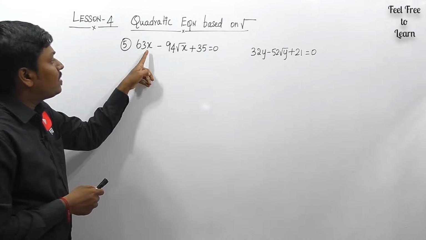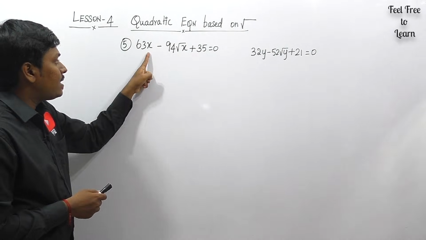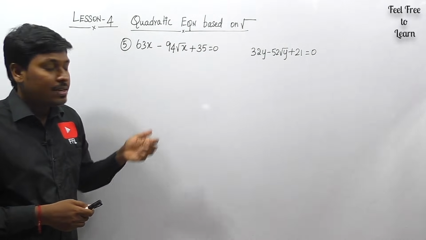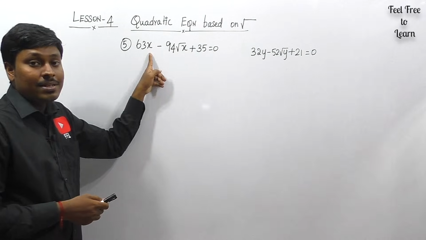In the previous case, we found x square, x and a constant. If the equation contains x square, x and a constant, we say this equation is a quadratic equation. But here it has an x and a constant, but this equation does not contain x square.